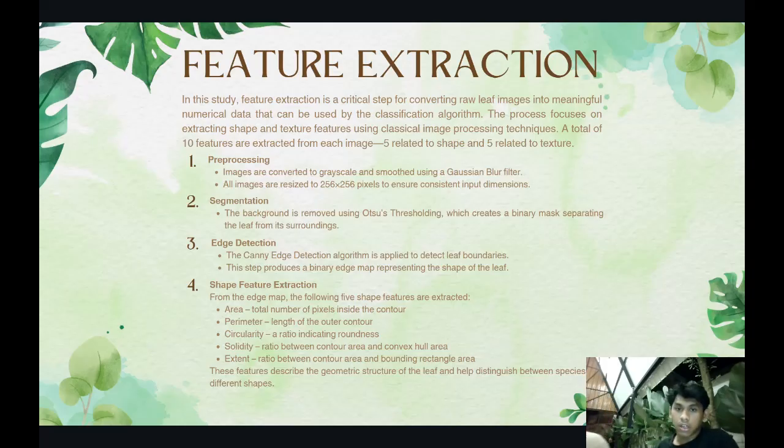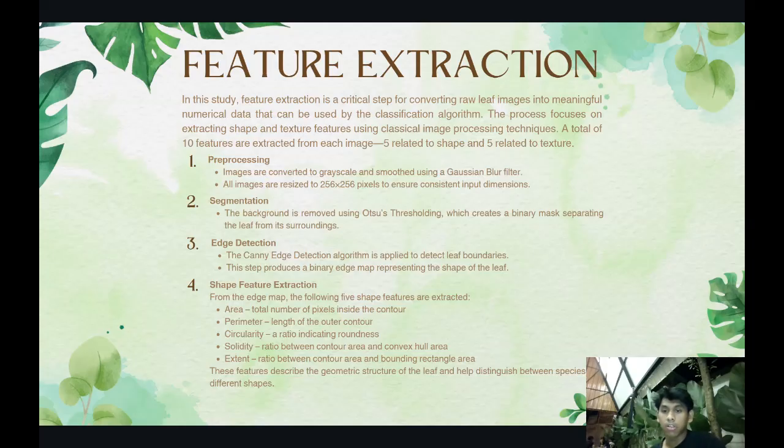In this study, feature extraction is critical for converting raw leaf images into meaningful numerical data that can be used by the classification algorithm. The process focuses on extracting shape and texture features using classical image processing techniques. A total of 10 features are extracted from each image, 5 related to shape and 5 related to texture. Number one, preprocessing. Images are converted to grayscale and smoothed using a Gaussian blur filter. All images are resized to 256 by 256 pixels to ensure consistent input dimensions.